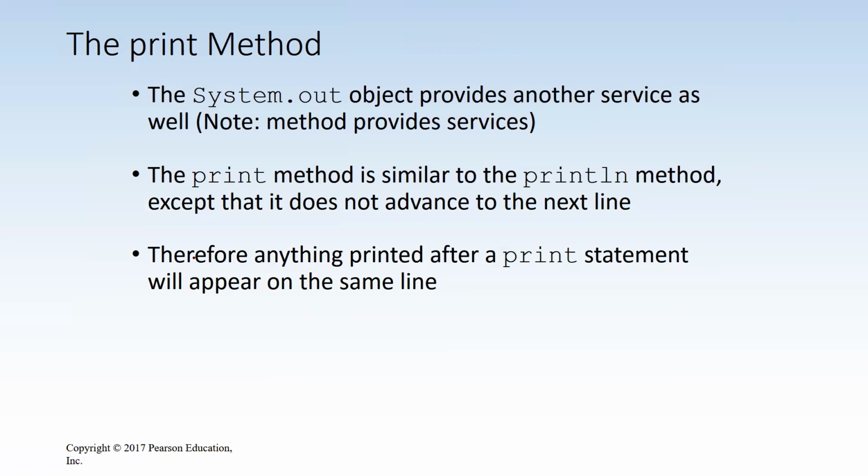Good. So you already know, right? This is an object. It has many methods. Another method it has is called print. So we have print line and print. The difference is print line prints a whole line, including the new line character. Print simply prints. It doesn't go to the next line. Therefore, anything printed after a print statement will appear on the same line.